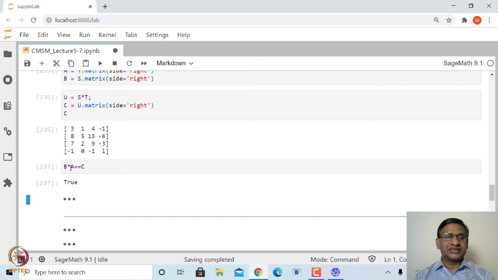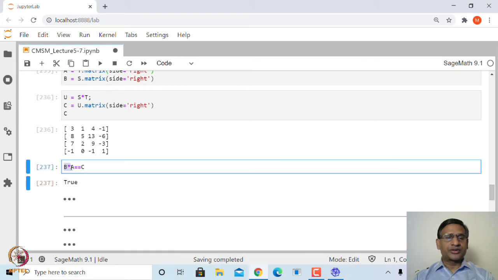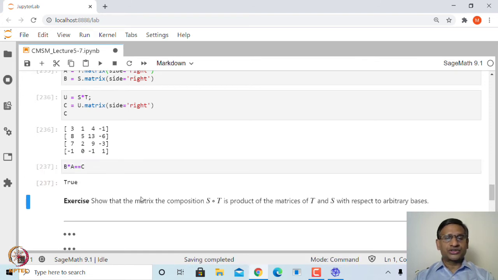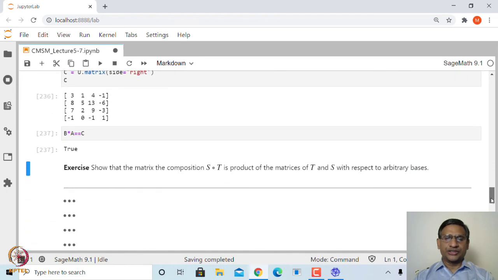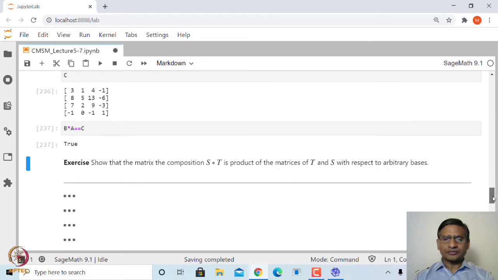The matrix C is nothing but the product of B and A, and of course you should explore the same thing with respect to an arbitrary basis on the domain and codomains of S and T. So that I will leave as an exercise. This is quite simple. Okay.